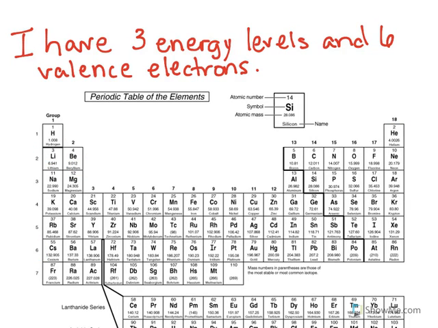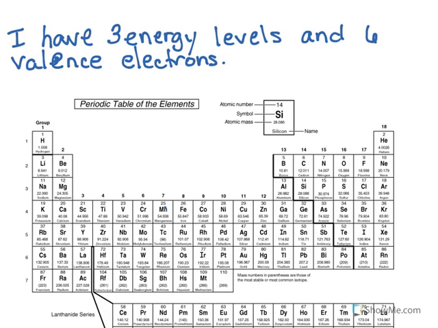Okay, let's look at a second problem here. Okay, let's look at this second one here. It tells me that I have 3 energy levels and 6 valence electrons. So we know, again, periods tell us the number of energy levels, so I'm going to go down 1, 2, and 3. So this is the row that I want to be in, is here.